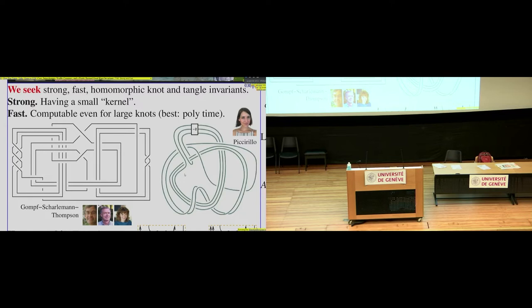Some of the knots we care about, in particular, here is a knot by Lisa Piccirillo that people care about, and here is a knot by Gompf, Scharlemann, and Thompson, which might be a counterexample to the slice equals ribbon conjecture. So people care about such knots, and this is a pretty big knot. It's 48 crossings. So I want invariants that you can compute quickly, so you could compute them even for reasonably large knots, and of course the best is if it's polynomial time to compute.